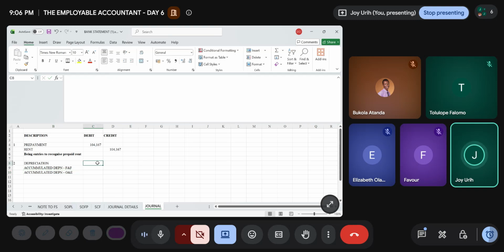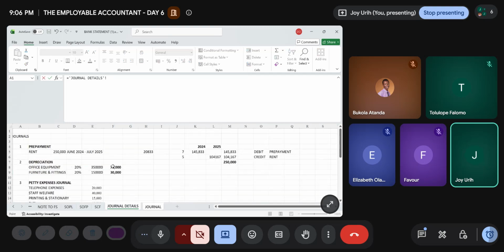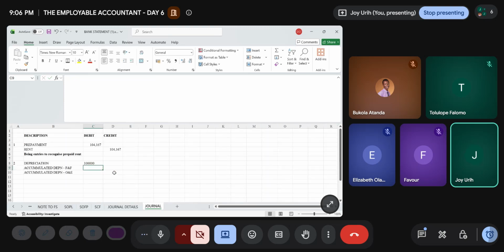So now I'm going to pick those figures from the calculation we did. I will add up the two depreciation, F8 and F9. Then I'll bring them individually under accumulated depreciation because they are two different assets.